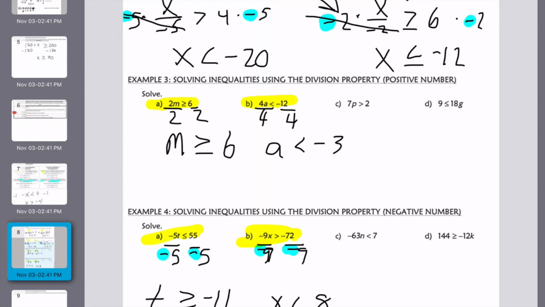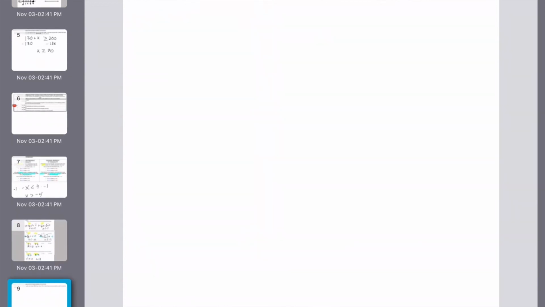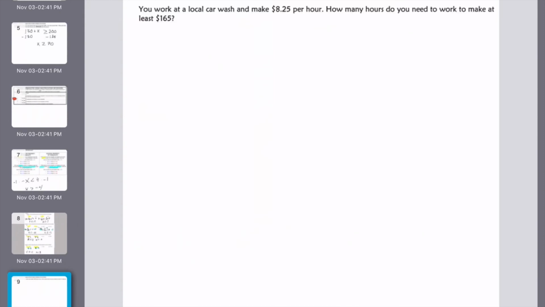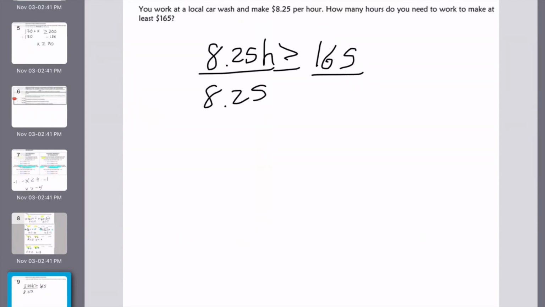And then we just have one more problem for us to do. Okay, so let's scroll up here. You work at a local car wash and make $8.25 an hour. How many hours do you need to work to make at least $165? Okay, so a minimum of $165, which means you are going to be greater than or equal to 165. And you make $8.25 per hour. Let's call that H. So all I have to do is divide by $8.25 an hour. And H is going to come out to be H is greater than or equal to 20 hours.